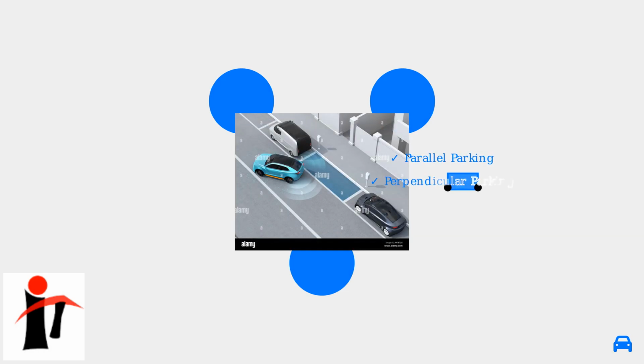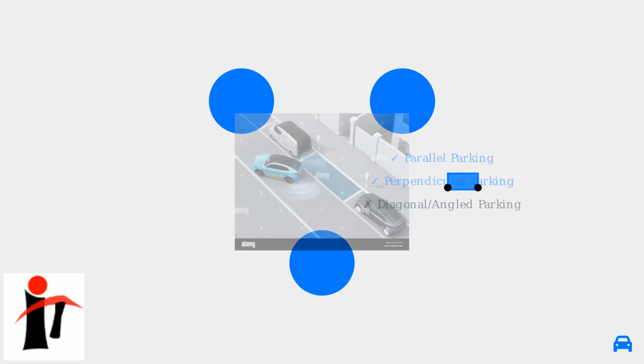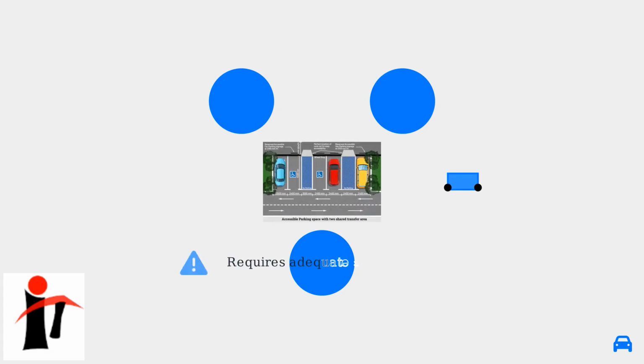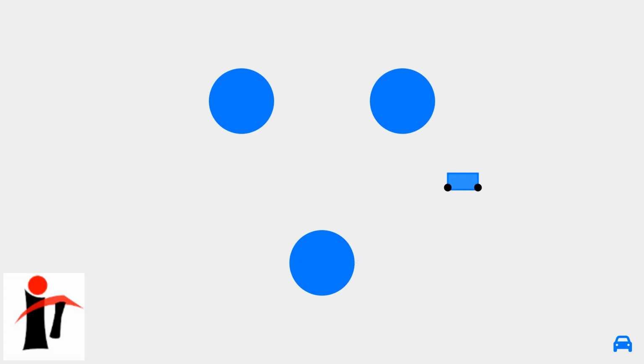Autopark is designed for parallel and perpendicular parking only. It does not support diagonal or angled parking maneuvers, which require different steering patterns. The system will not attempt to park if the available space is too small for the vehicle. It requires adequate clearance to ensure safe maneuvering without risk of collision.